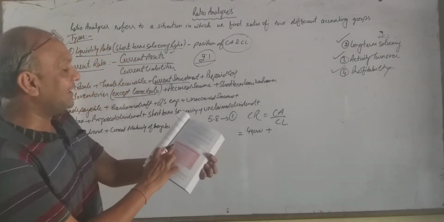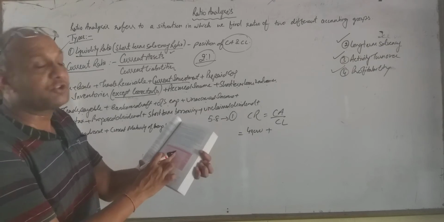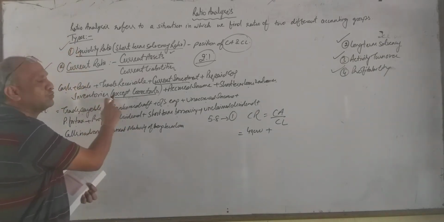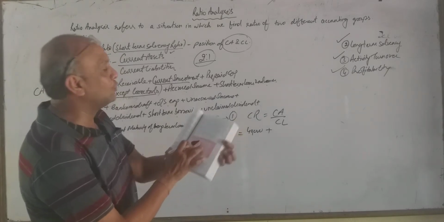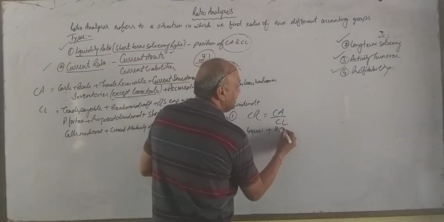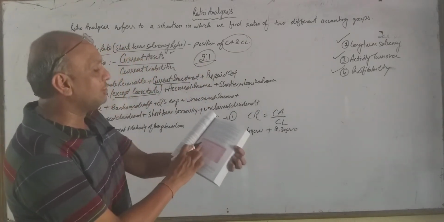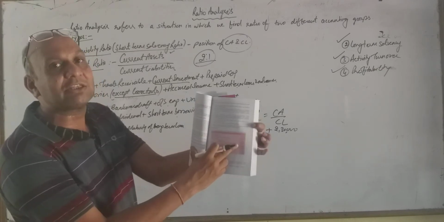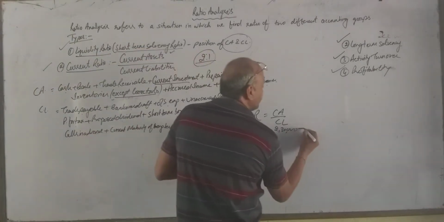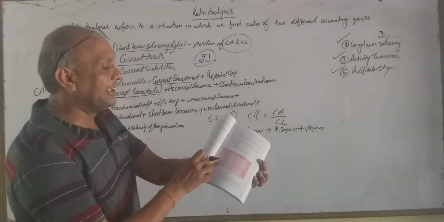Plus, then we have been given inventory, including loose tools of 50,000. As I told you, we are not supposed to take loose tools in inventory. Total inventories are 280,000, loose tools are 50,000, so the remaining inventory to be taken over here is 2,30,000. Then we have trade receivables, debtors and BR, rupees 1,60,000 and 20,000. So the total becomes 1,80,000.